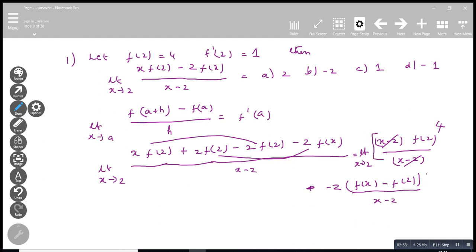Now this is of the form f of a plus h minus f of a by h. Since x is tending to 2, in the place of a we are having 2. So I can rewrite this as f dash of 2. Hence what I am now left with is 4 minus 2 times f dash of 2. But what is f dash of 2 being given as? It is given as 1. So I will get it as 4 minus 2 times 1, or 4 minus 2, which is 2. Hence the right answer option is A.